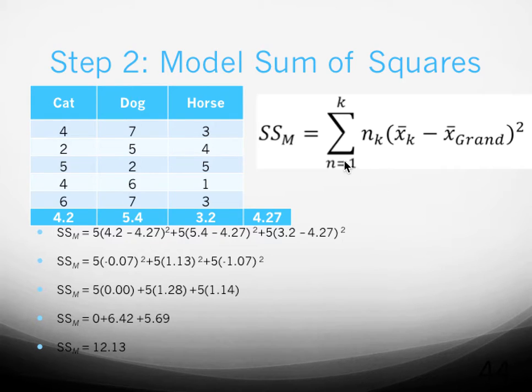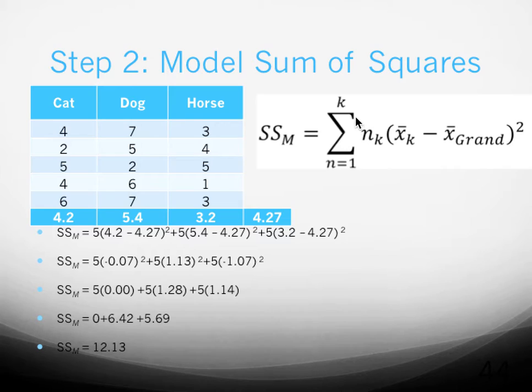So we have now our equation for the model sum of squares for step 2 of the math. And we'll walk through it first before we get to the actual math itself. So inside the parentheses, we have x bar sub k. Remember, k is group, so it's the mean for each of your groups separately. So the first one would be 4.2. Then we're going to subtract the grand mean, which we already have from before, 4.27. Then, order of operations, we square that value, and then we multiply it by the number of people in that group. So in this case, 3, 4, and 5.